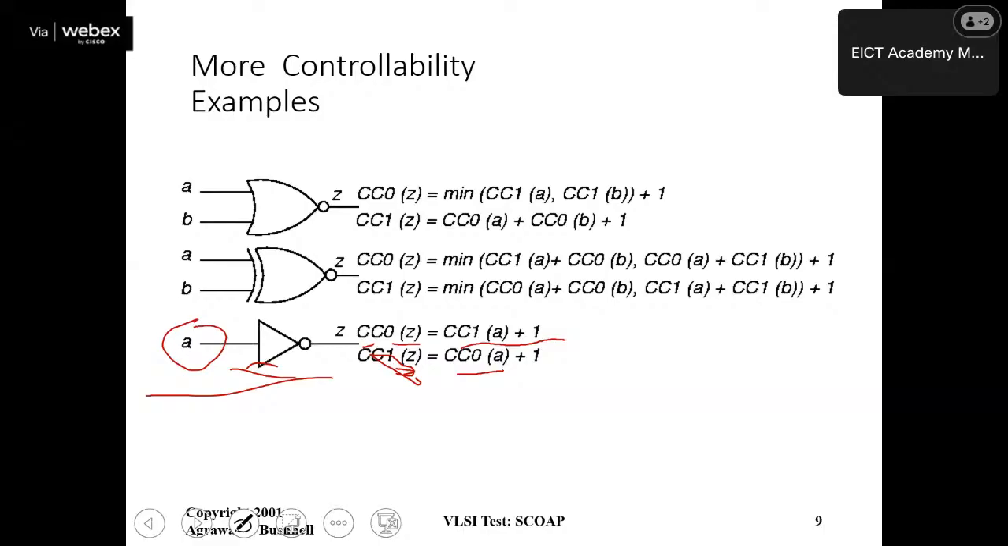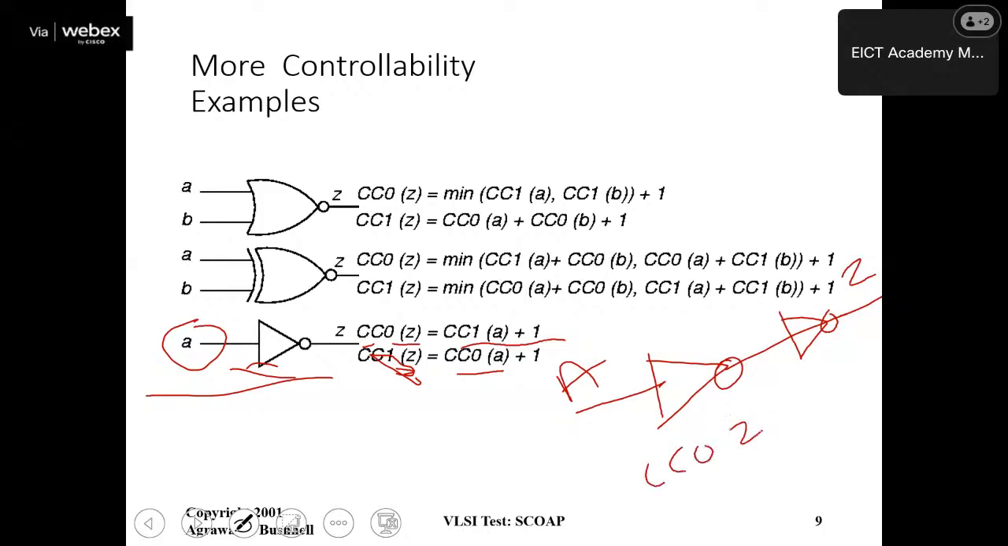So what about buffer? Can anybody help me find out the CC0 for buffer? Buffer is a circuit, let's say it is somewhat like this. Or let's say I'm connecting two inverters back to back. Now you may tell me. Let's say A is the input and Z is the output. So what is the CC0? CC0 of Z can be CC0 of A plus 2.